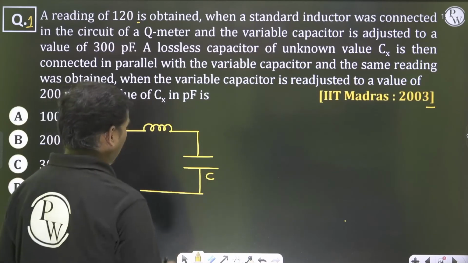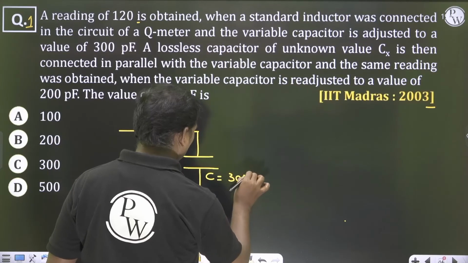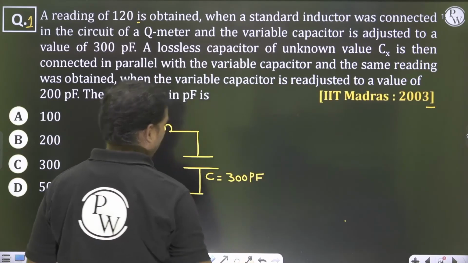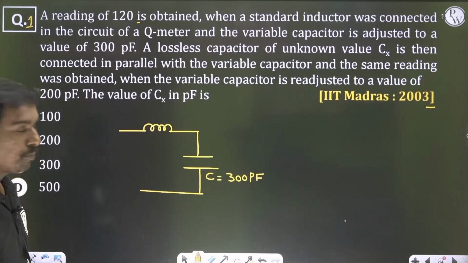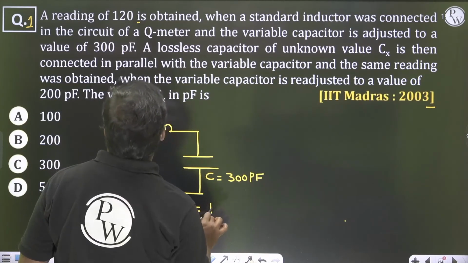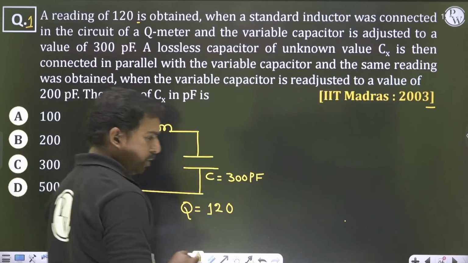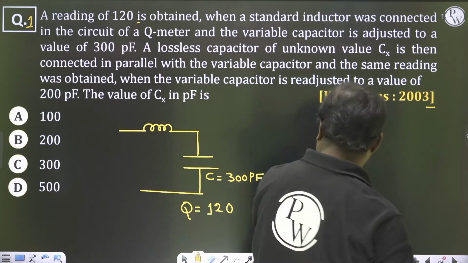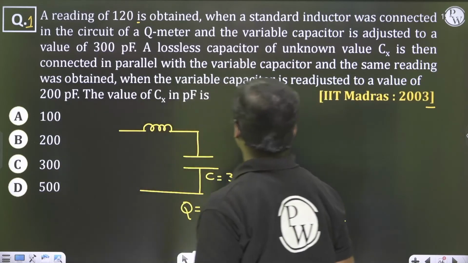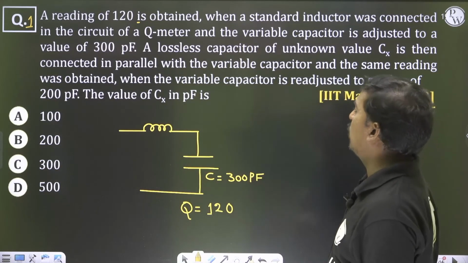So the capacitor value here was 100 picofarad. At this point, the Q factor is 120. Okay. Next, a lossless capacitor of unknown value Cx is then connected in parallel with a variable capacitor.